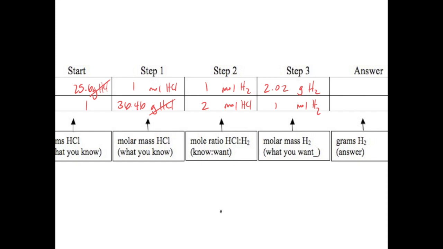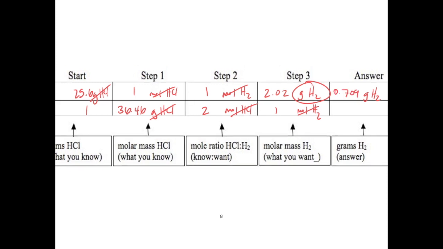Now that we've got all of these set up, the units are all going to match up and cancel, and the only unit that's not canceling out is grams of H2, which is good because that's what we're trying to find. Now if I punch this into my calculator, I get an answer of 0.709 grams of H2. And we want the significant figures in our answer to match the significant figures of the only number that's measured in this problem, which was the original number, 25.6 grams.